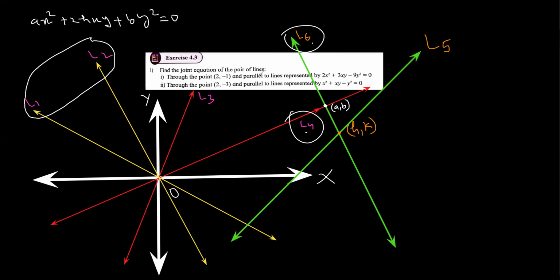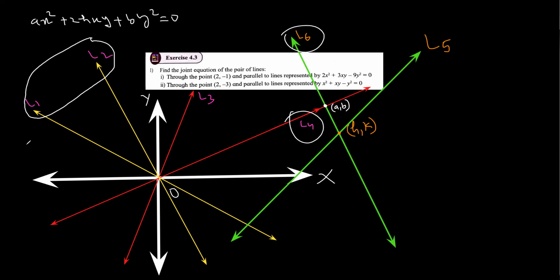L4, L6 combined equation won't be like this. L4, L5 combined equation won't be like that. L3 with L5, the combined equation won't be like this. Such an equation, which is a homogeneous second degree equation in X and Y, you get only when both the lines are passing through origin, or they are meeting each other at the origin.